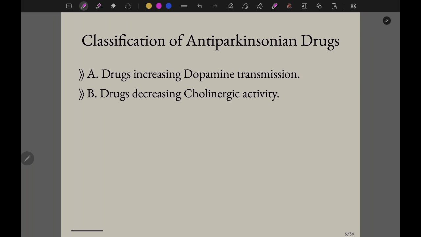So, the classification of anti-Parkinsonian drugs. We can manage Parkinsonism by either increasing the dopamine transmission or by decreasing the cholinergic activity. Which are the drugs that influence the dopaminergic system? First is the dopamine precursor, that is levodopa. It is a precursor of dopamine, and it crosses the blood-brain barrier and gets converted into dopamine, and thus increases the dopamine levels.